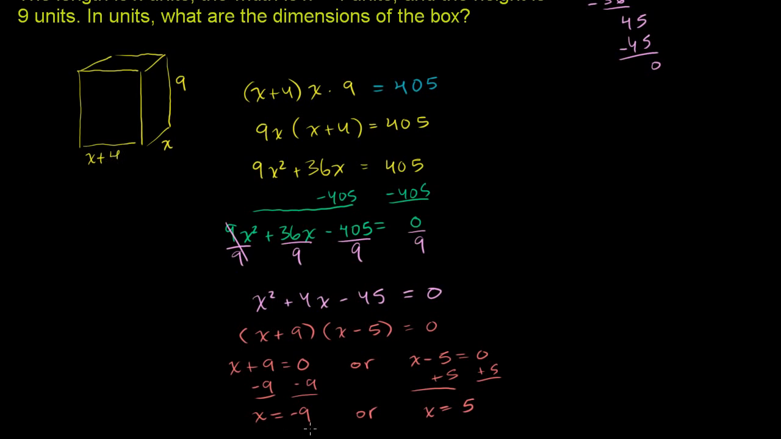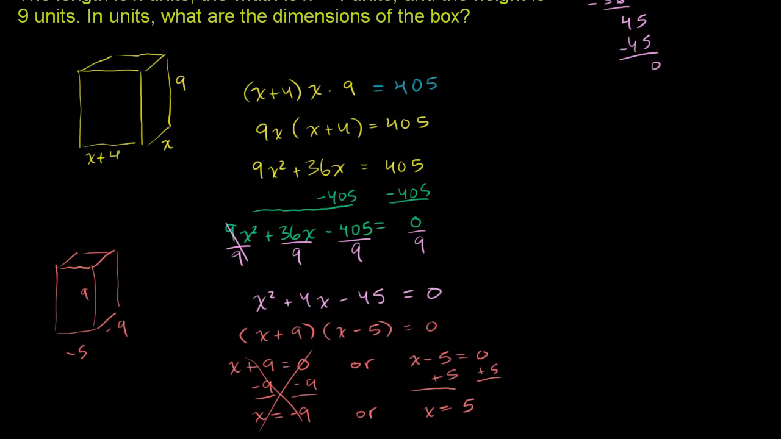So the box, if you take x equal to negative 9, well, x equal to negative 9 won't work, because if you put negative 9 here, you're going to have a box that has a width of negative 5, a length of negative 9, and a height of 9. And if we're talking about our reality, we don't have negative distances like this. That can't be the length or the width. So x equals negative 9 isn't appropriate for this problem, because in this problem, we need to have positive dimensions.